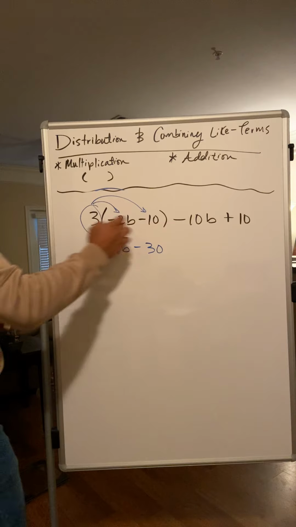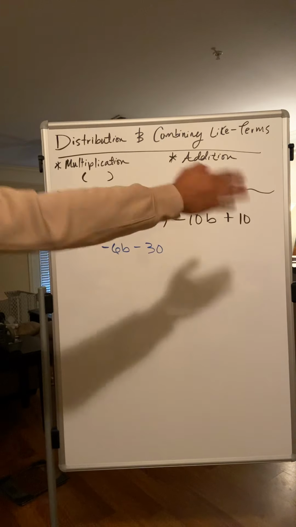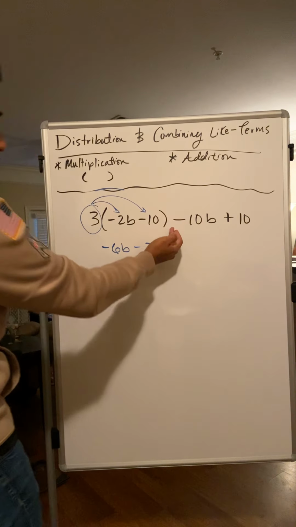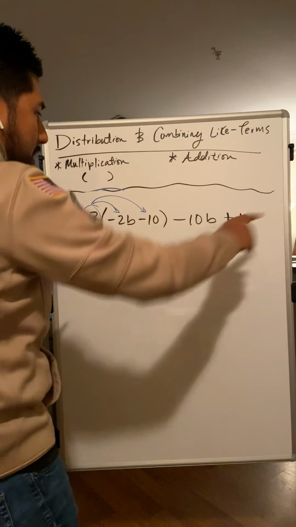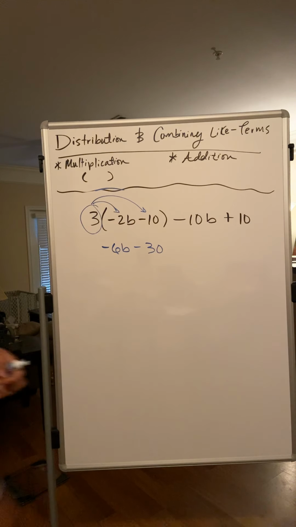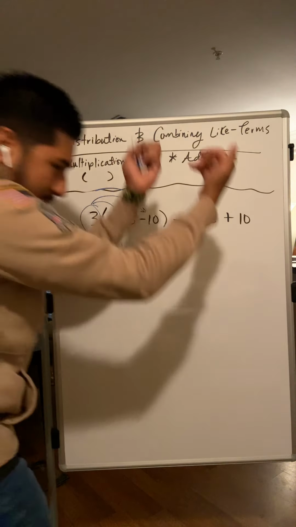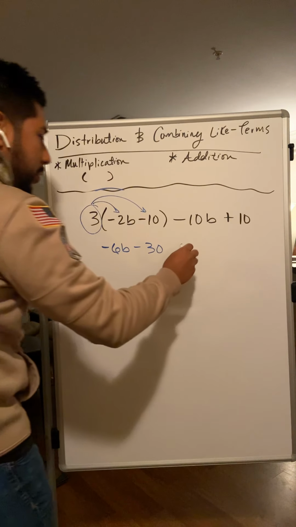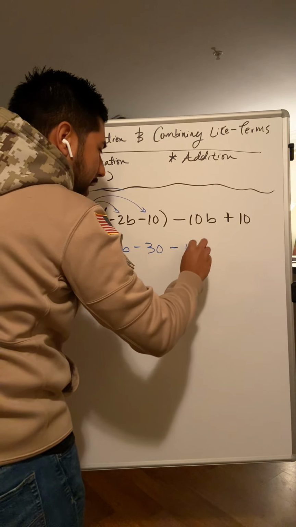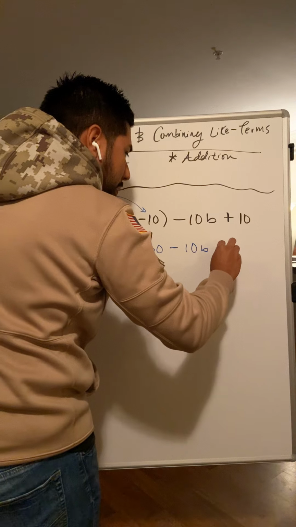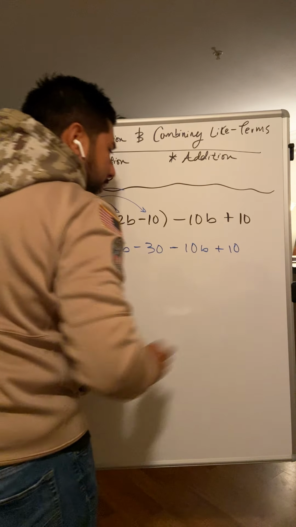Sir, do I keep multiplying to these other numbers? Please don't forget that this parenthesis is telling you to stop. You do not need to keep multiplying. Just leave those alone. And since they're by themselves, I can actually just drop them, bring them down. I got minus 10b plus a 10.